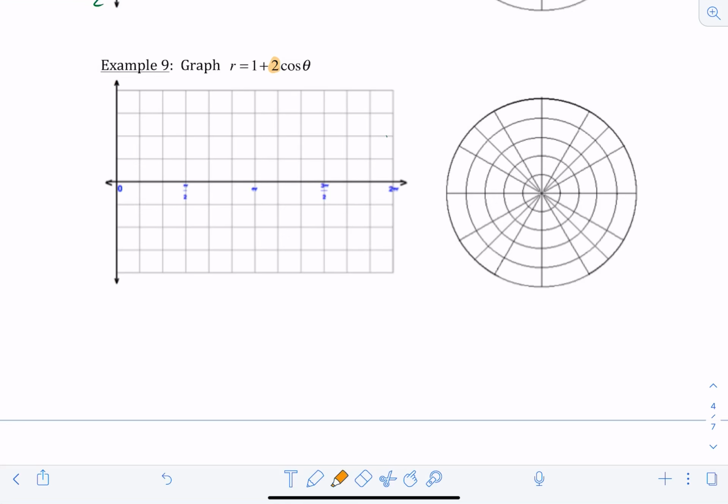Okay, so in this video, I want to do 9 and 10 together. So look at number 9. You have the constant function. You have the cosine. First, you stretch it out by 2, and then you add by 1, right? So the constant term is 1, and the coefficient in front of cosine is 2.